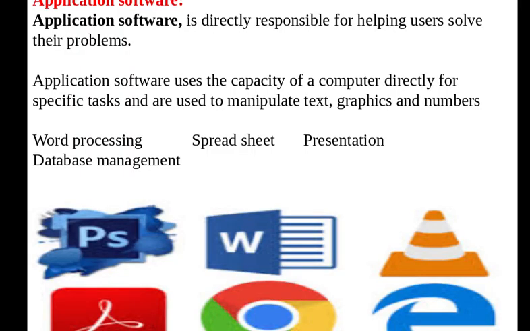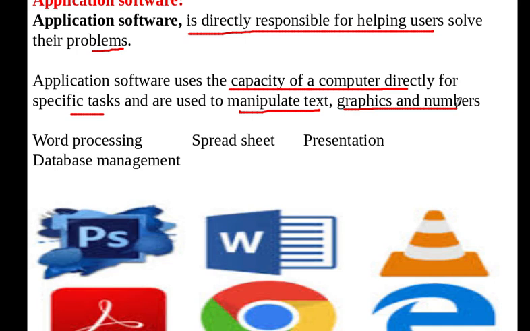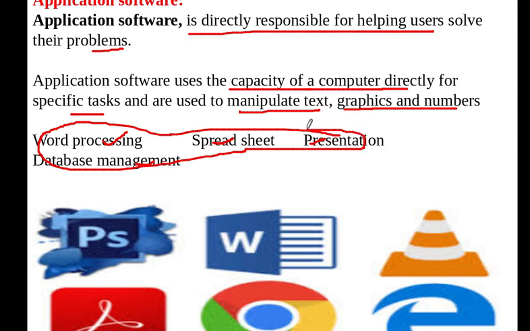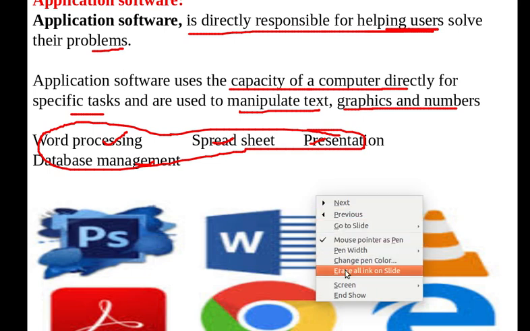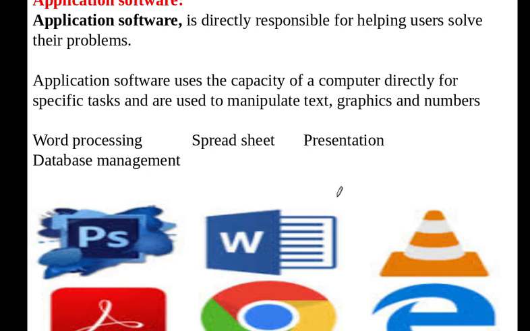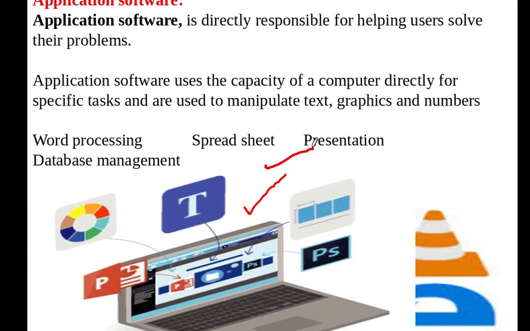Now application software. Here it is directly responsible for helping users solve their problems. Application software uses the capacity of a computer directly for specific tasks and is used to manipulate text, graphics and numbers. For example, word processing, spreadsheet and PPT, then database. These all are application software. Helping users means if you want to prepare a document or your resume, you need a Word document. With the help of this Word document, you can easily create your resume, right?